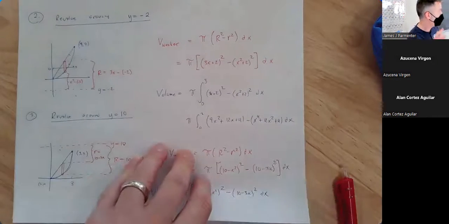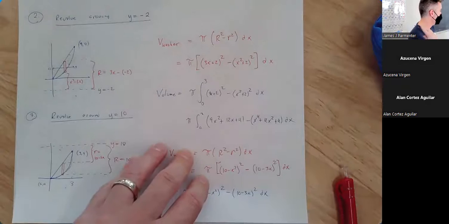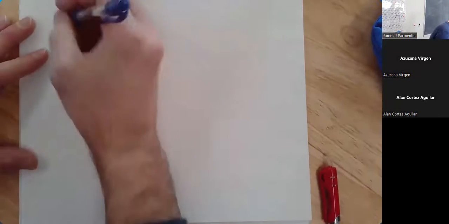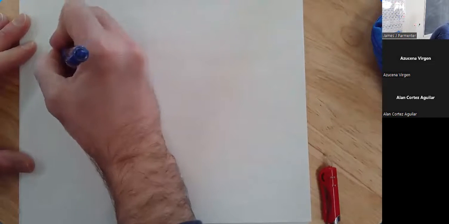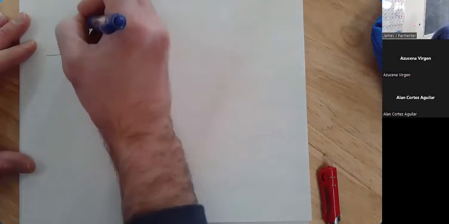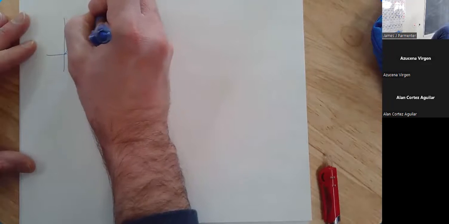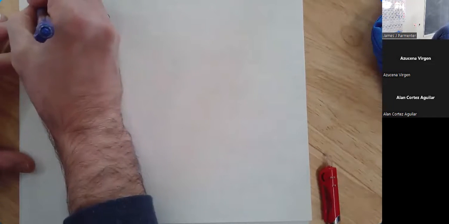So let's see what happens if we revolve around the y-axis now, or other vertical axes. So same region, we've got 3 more to go here. There's my region. And now we're going around the y-axis.